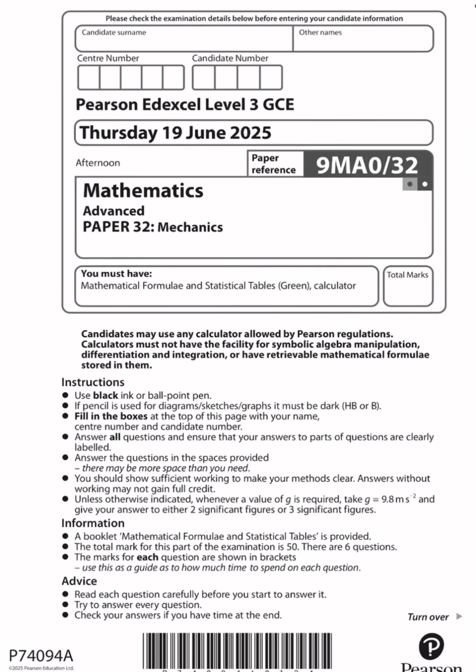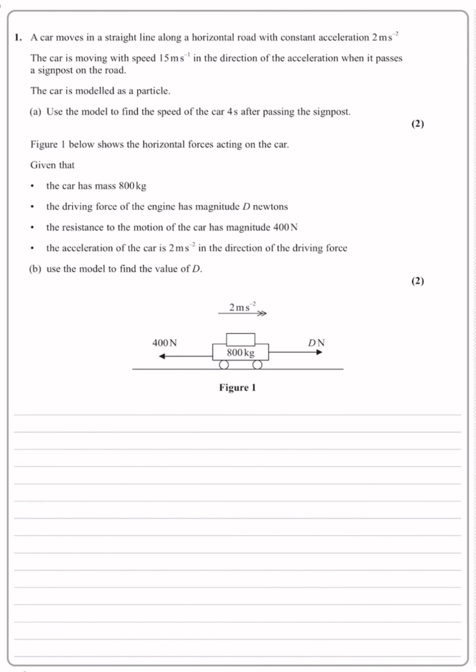Welcome to paper 32. This is the mechanics paper in the June 2025 A-Level Maths series. Question 1 is a straightforward SUVAT question.